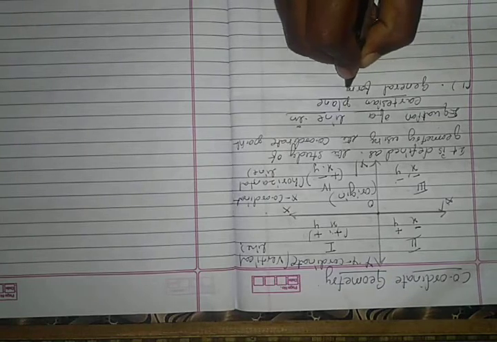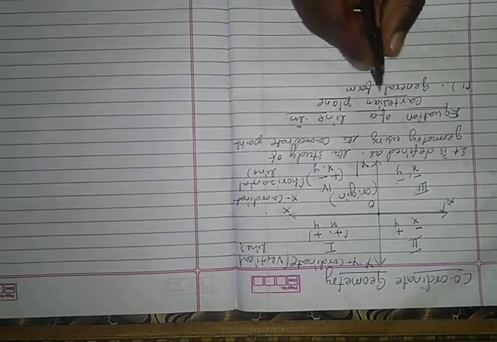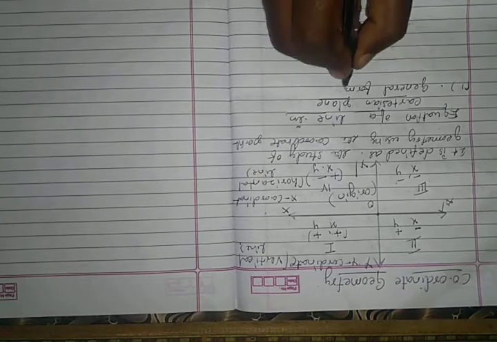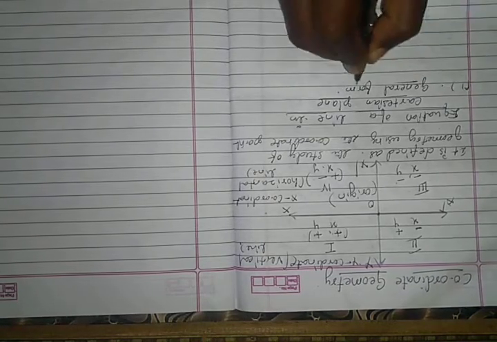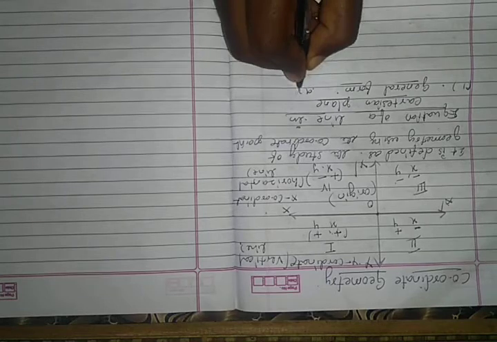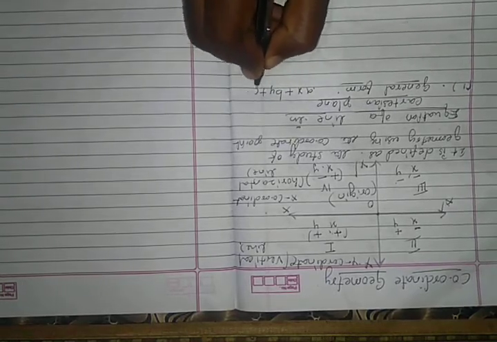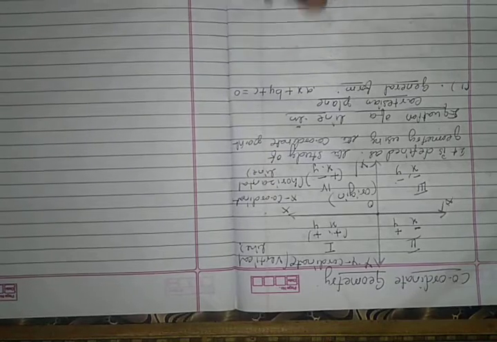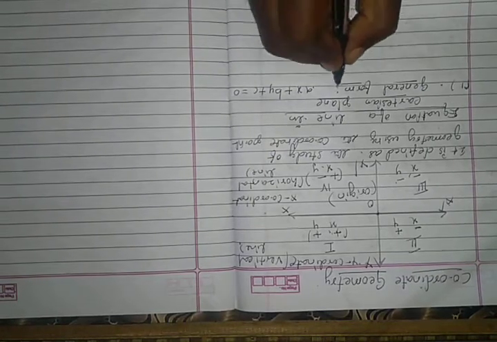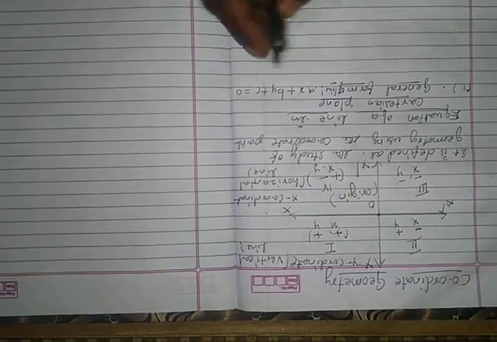First one is the general form. What is the general form of a line in the Cartesian plane? The general form is ax plus by plus c is equal to 0. So this is the general form of the line. Let us see what is the slope.